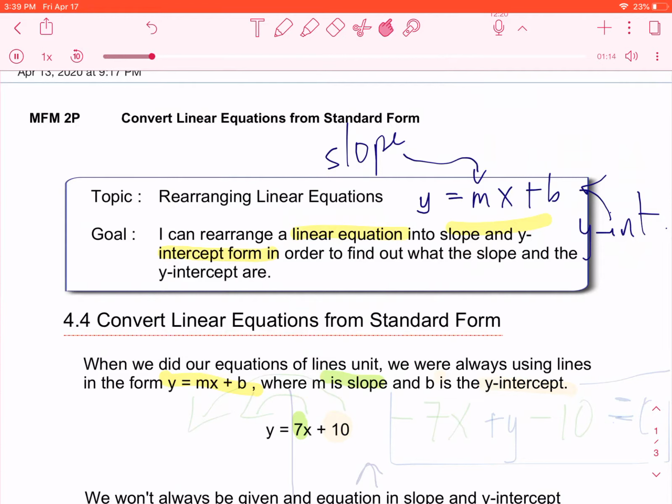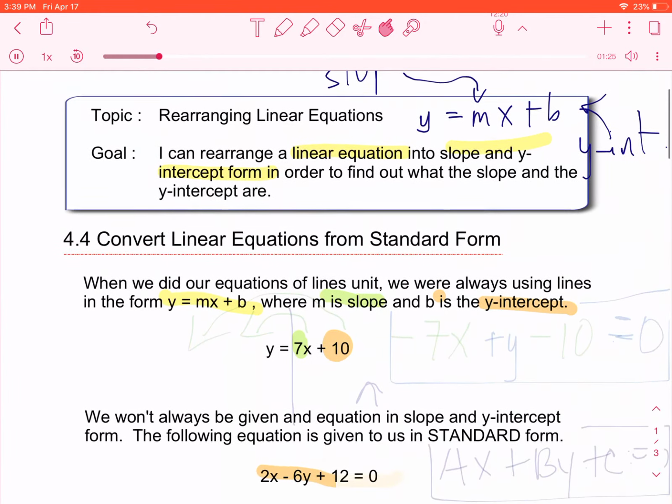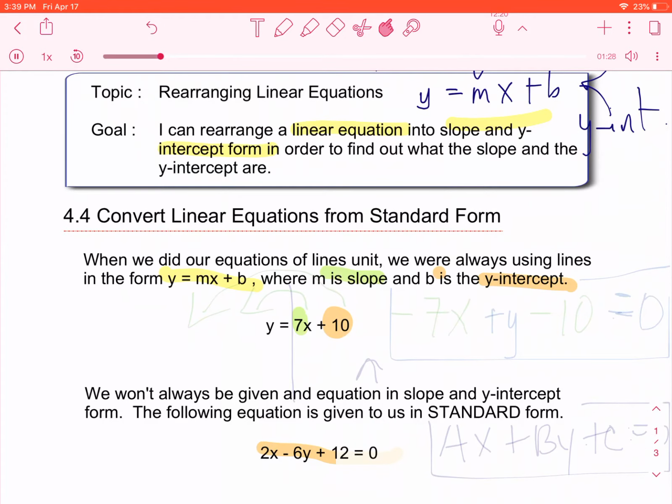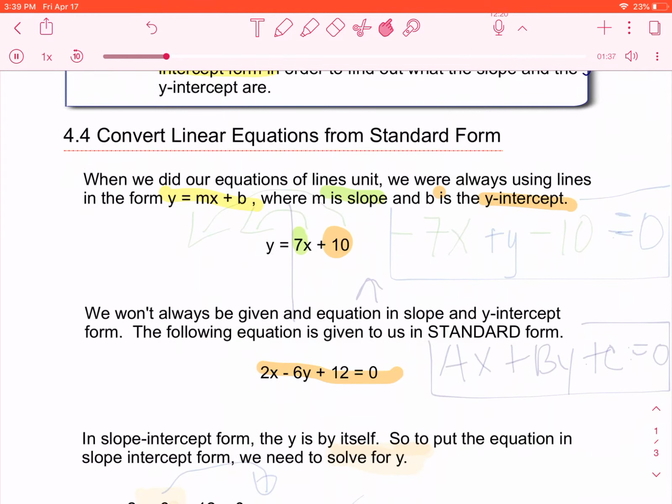And then if we have our y-intercept, this one will be positive 10. Now, this is great if it is in y equals mx plus b in that format. Where that becomes a little problematic is if it's written in this particular form. So this is actually called standard form. And standard form is written in this way, where it's ax plus by plus c equals 0.